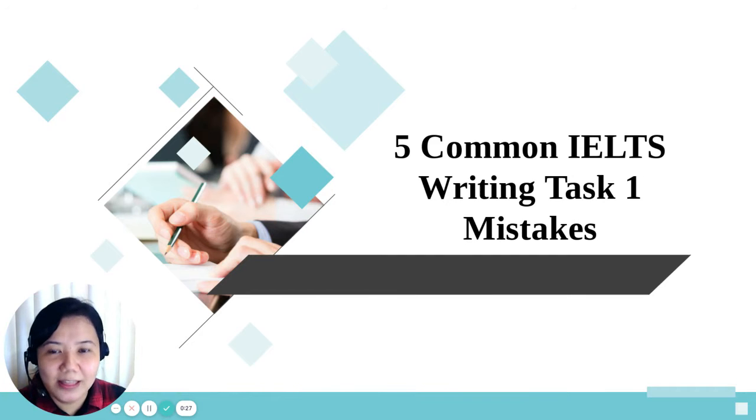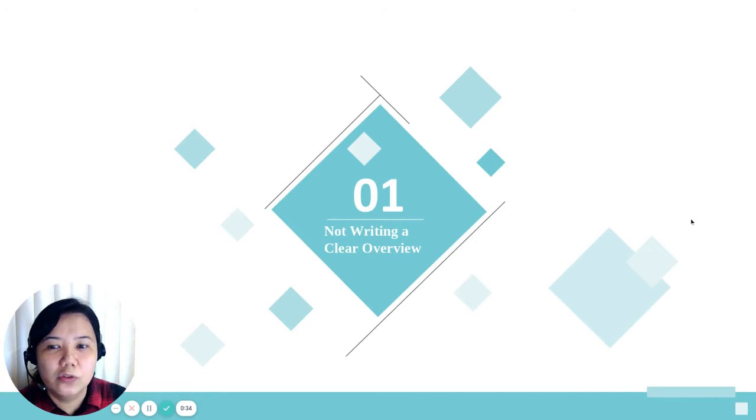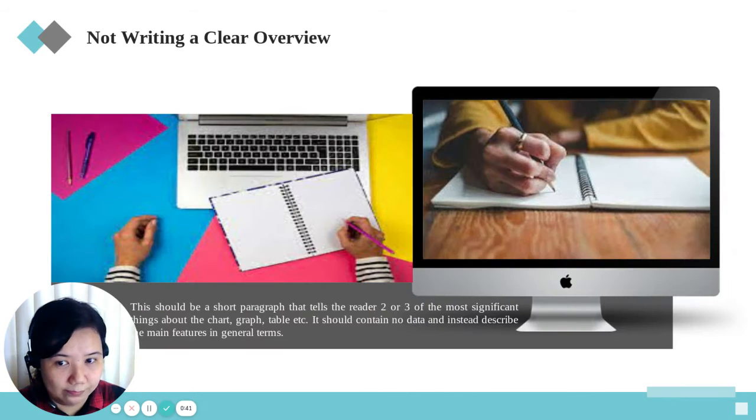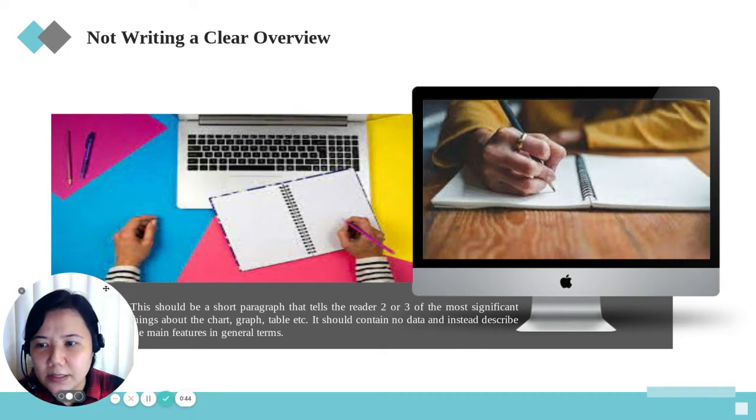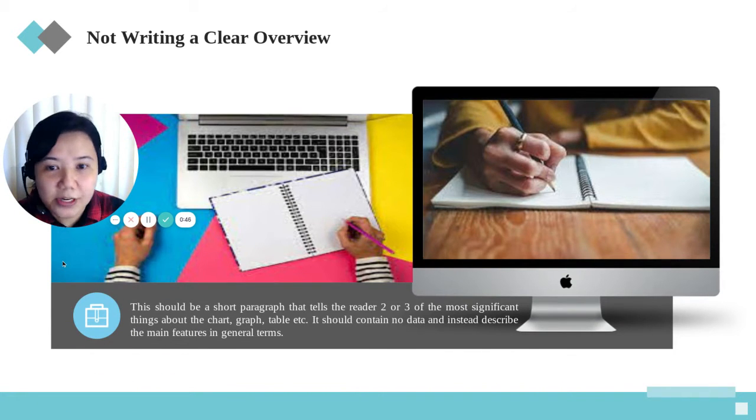All right, so moving on, let us have our first common mistake. It is actually very important that we really try to write a clear overview. So one mistake is not writing a clear overview. Your overview is the most important part of your whole response for IELTS writing task 1. This should be a short paragraph that tells the reader 2 or 3 of the most significant things about the chart, the graph, or the table, and so on.